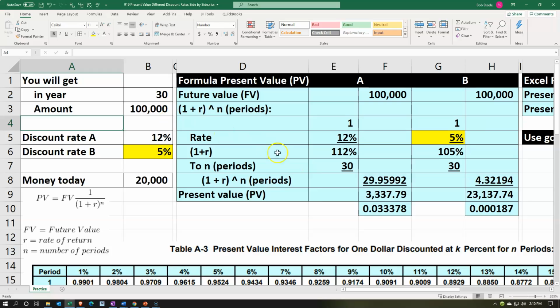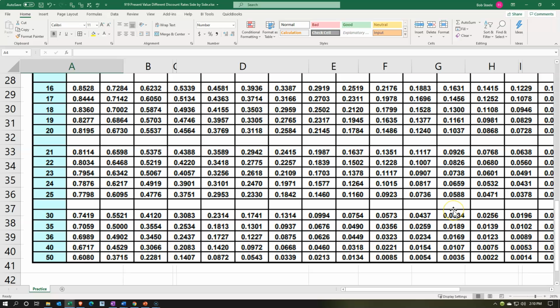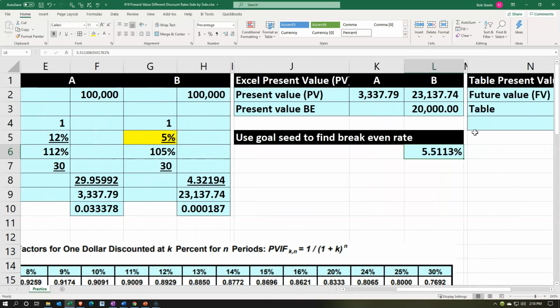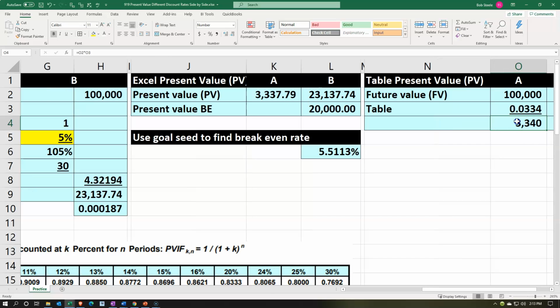It was 30 years, 12%. 12%, 30 years is 0.0334. So let's use that. This is going to be 0.0334. And then add decimals, home tab, numbers, add a few decimals so that we can see it, underline it, and then I'm going to multiply this out. This is going to be the 100,000 times that number, and then we get the 3340. Let's add some decimals by going to the home tab, numbers, and add a few decimals.